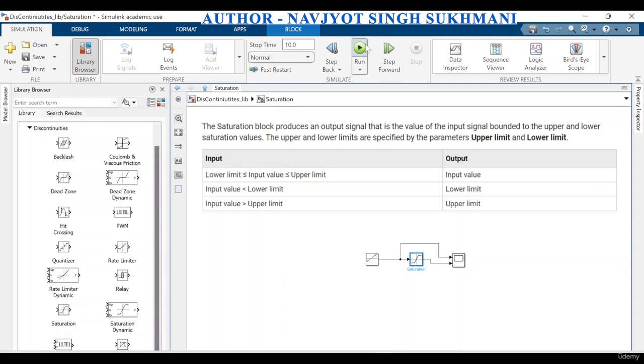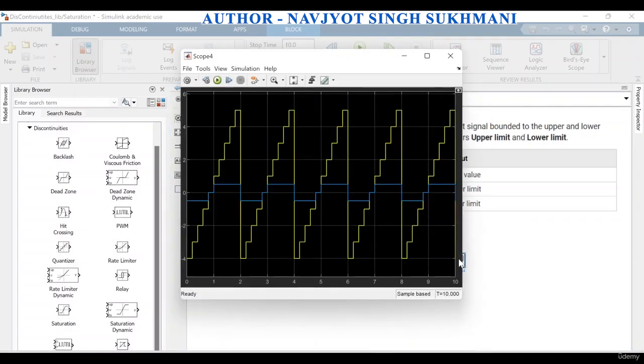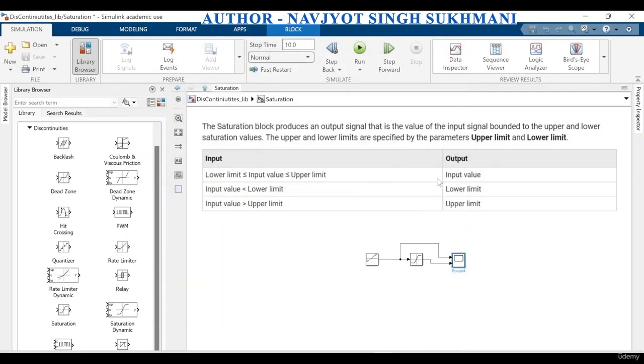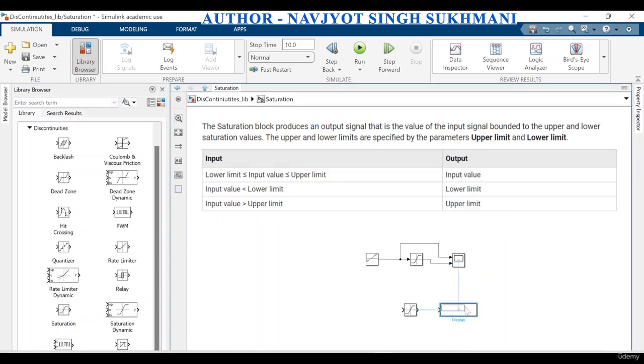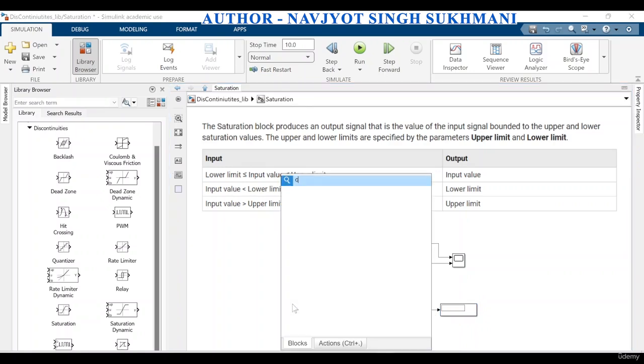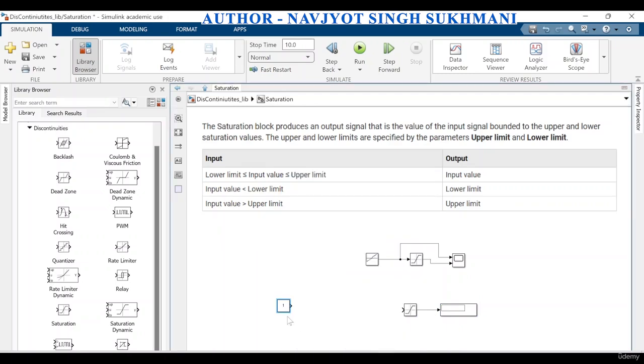You can see this in this graph, and I'll create one more live example in front of you now. Here my output is bounded by the upper limit and lower limit. But I want to take one basic example with the help of this saturation block and one display. I'll show you what the output is. Okay, I'll take one constant as an input.